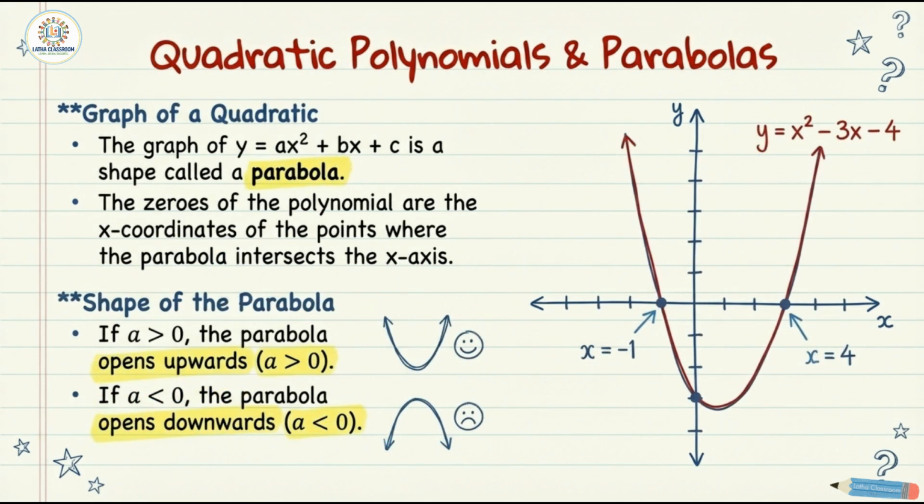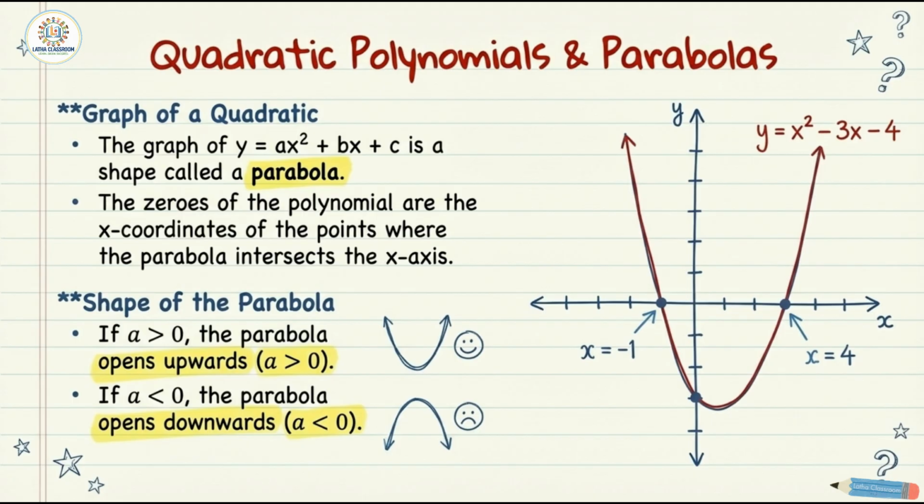Next, quadratic polynomials and parabolas. Here you can see the graph, x-axis and y-axis, and y equal to x square minus 3x minus 4. Graph of a quadratic. The graph of y equal to ax square plus bx plus c is a shape called a parabola. The zeros of the polynomial are the x coordinates of the points where the parabola intersects the x-axis.